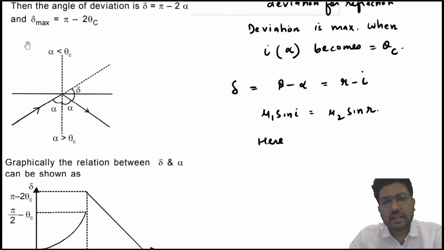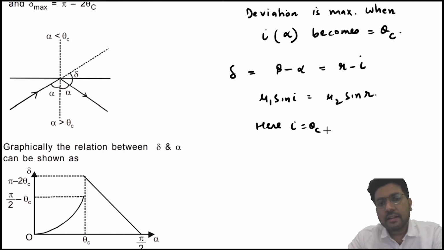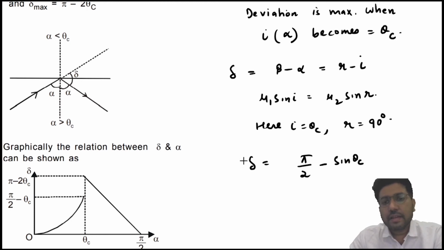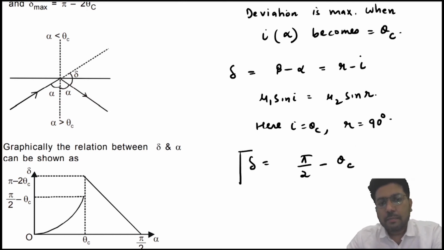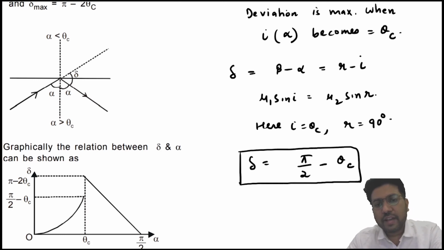So I will write here I is theta c, and in case of critical angle the R is 90 degrees, right? So you will write delta is equal to R minus I, that is pi by 2 minus theta c. R is pi by 2 and I is theta c. So this is the maximum deviation for refraction.